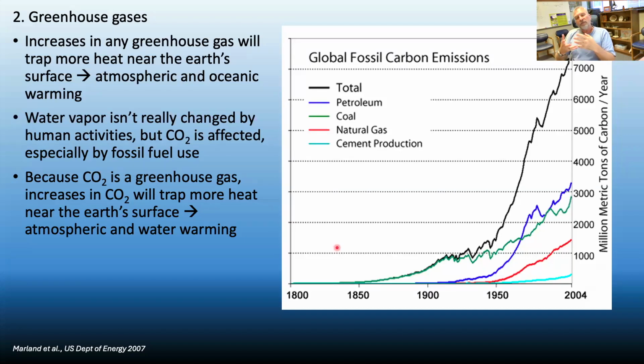Now, water vapor isn't really changed a lot by human activities. But as you're going to see, water cycles do change as a result of climate change. So while we don't have a direct impact on water vapor, we do have secondary impacts because of our addition of these greenhouse gases.